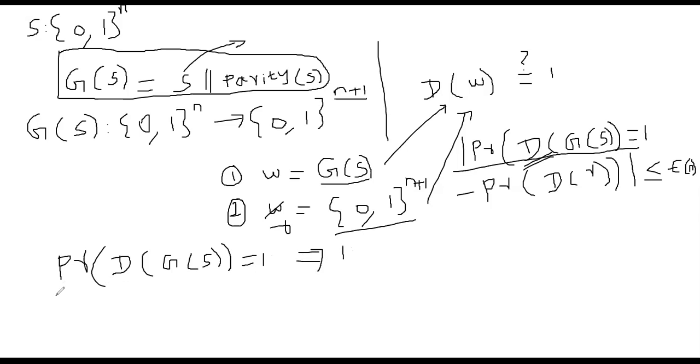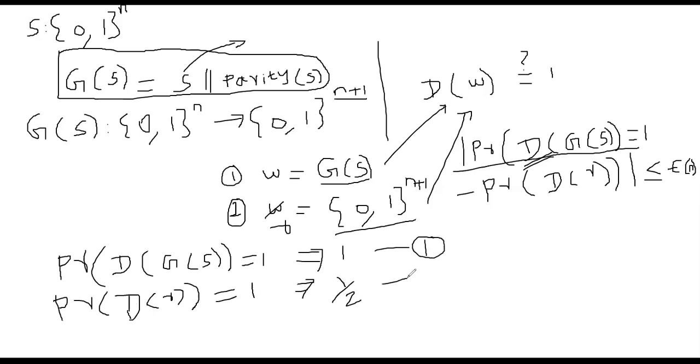But if we feed the distinguisher a truly random number R, what is the probability that it returns 1? It was only returning 1 approximately half of the time, right? We ran it experimentally. So the difference between these two probabilities is 1 minus half, which is half, which is a lot. Half is not a negligible number. Therefore, this G of S is insecure. This is how we reason about the security of a pseudo-random number generator.